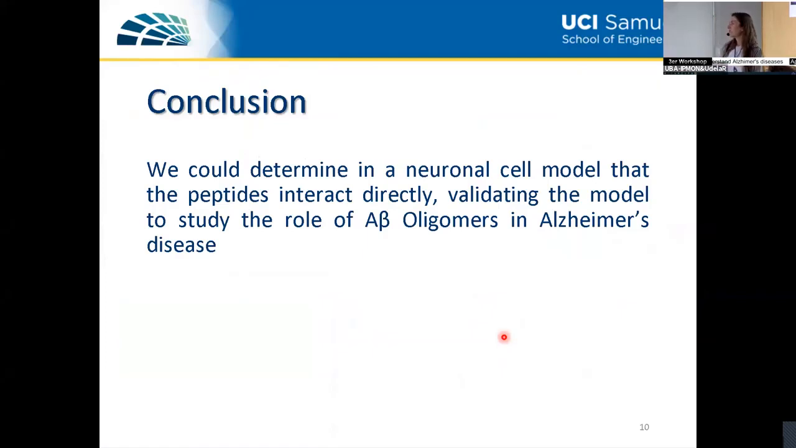In conclusion, we could determine in a neural cell model that the peptides interact directly. We validated this model of the beta oligomers, so that now they can use it in mouse models to keep going and understanding the role of these beta oligomers in Alzheimer's disease.